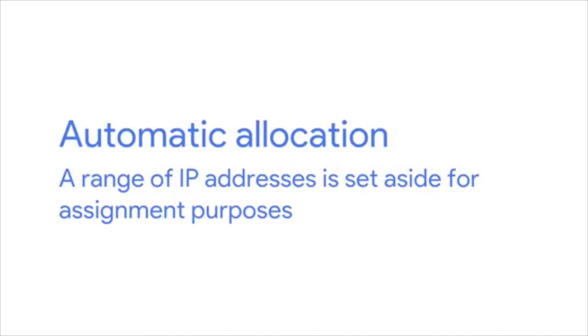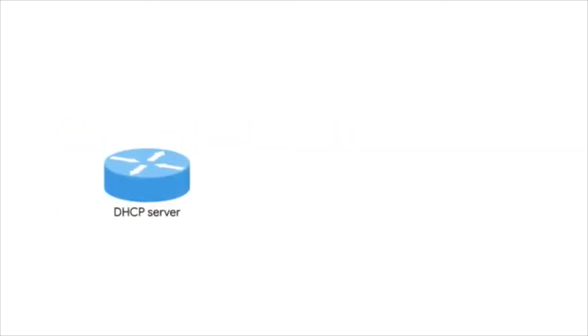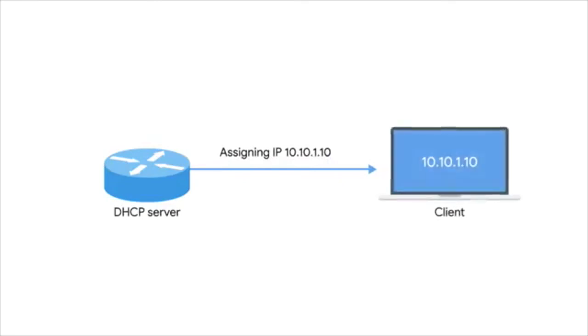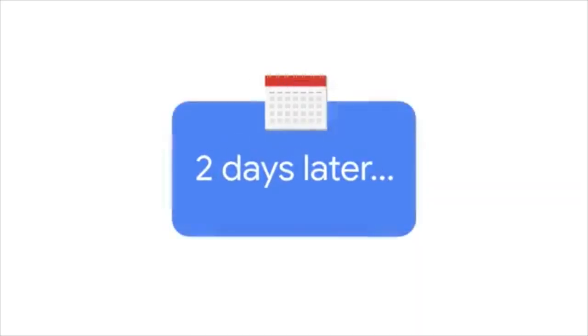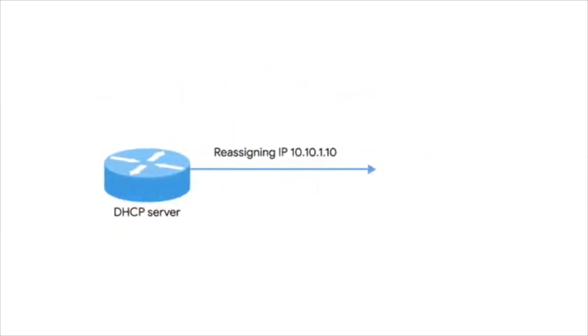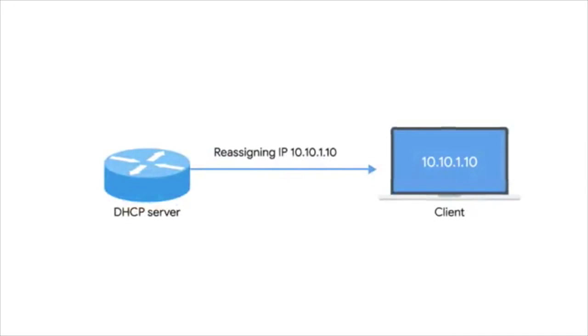Automatic allocation is very similar to dynamic allocation in that a range of IP addresses is set aside for assignment purposes. The main difference here is that the DHCP server is asked to keep track of which IPs it's assigned to certain devices in the past. Using this information, the DHCP server will assign the same IP to the same machine each time if possible.